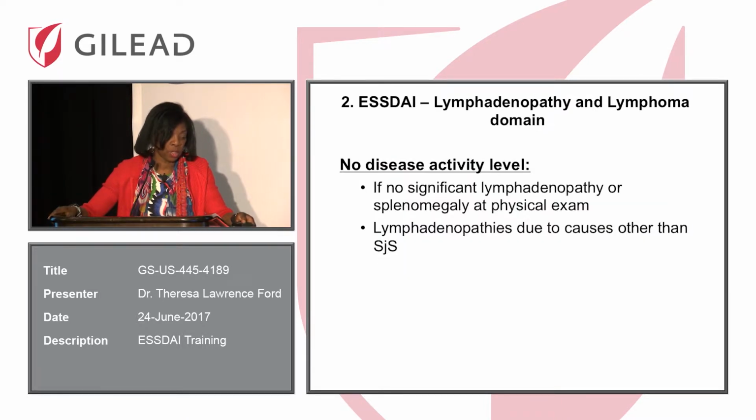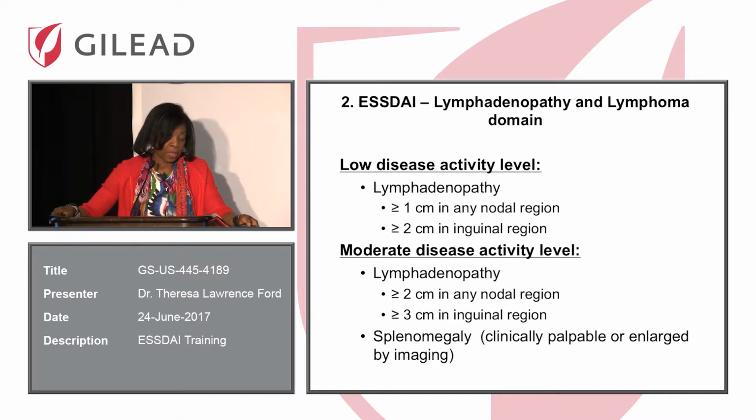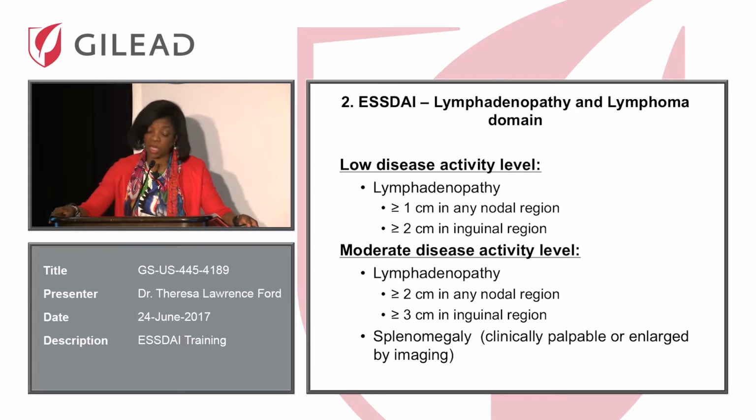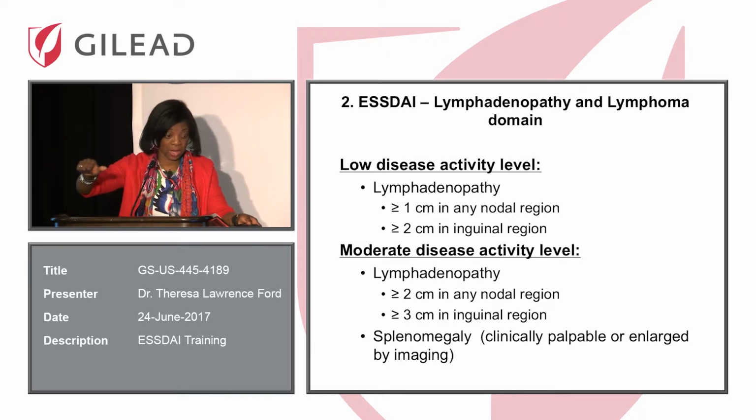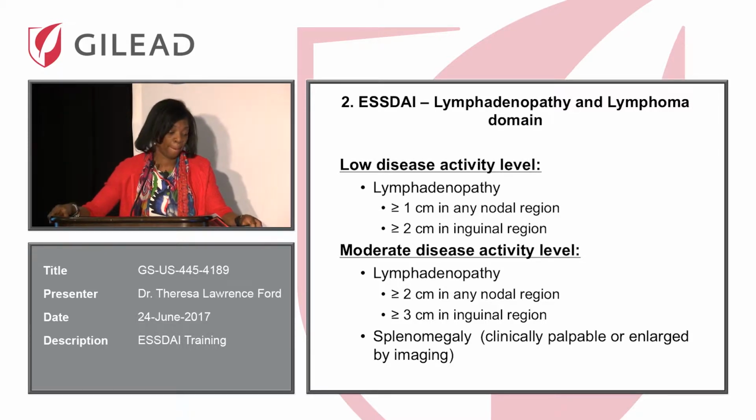Okay, and here's our repetition here. So no disease activity. If no significant adenopathy or splenomegaly, a physical examination, and lymphadenopathy is due to any cause other than Sjogren's syndrome. Low lymphadenopathy, and then we have our greater than 1 centimeter in a nodal, or 2 or greater centimeters in an inguinal. Then escalating up to moderate disease activity, lymphadenopathy describing 2 or greater centimeters in a nodal, and 3 or greater centimeters in an inguinal region. And then splenomegaly, that can be clinically palpable or enlarged by imaging. You may not have imaging, but if you do, you'll use that.